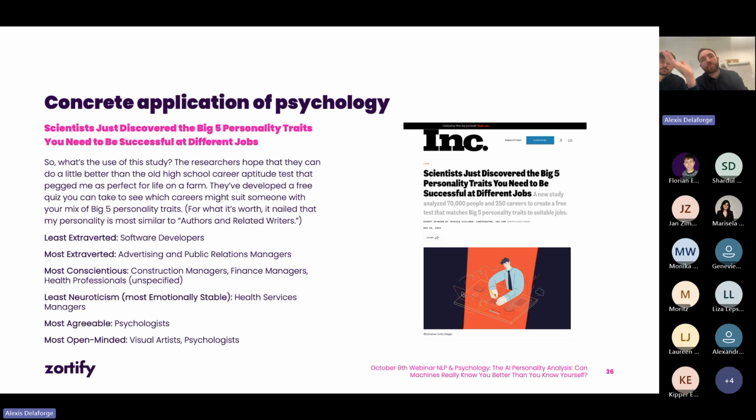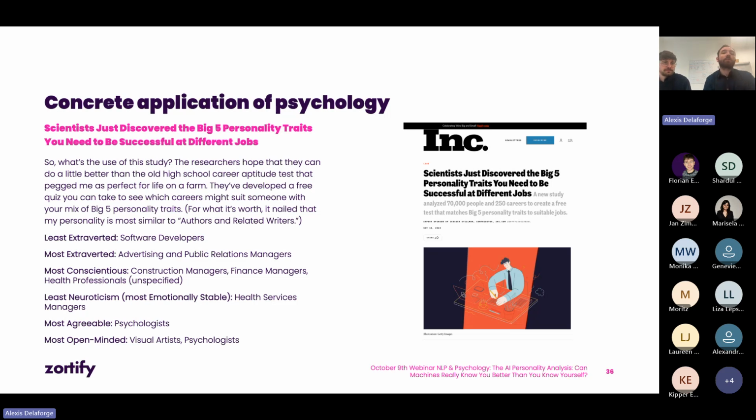I will read them all because when you read them, you have a feeling that yes, it might be really true. Most conscientious, so construction worker, finance manager, and health professionals, non-specified, so any health professional. And obviously, health professional are appearing here. It will be really sad and frightening if it would have not been the case.